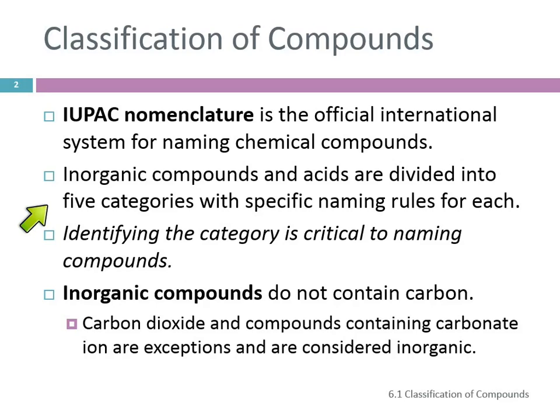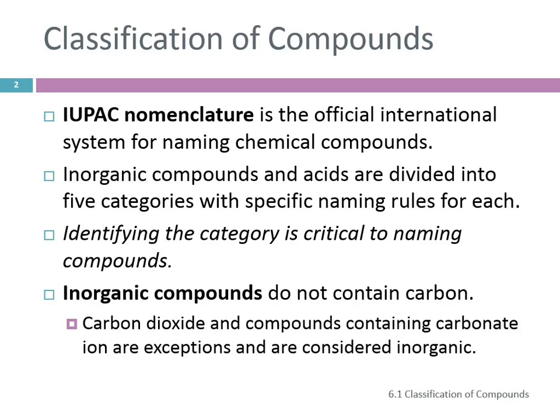It's divided into 5 different categories, and the rules for naming are different within each of them. And you might say, well, couldn't we just have one system for all of them? But no, we really can't. Identifying the category is critical to naming the compound. You have to know which category this chemical goes in so that you can apply the rules correctly. And so that's the first thing we learn.